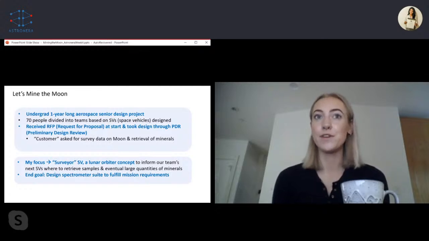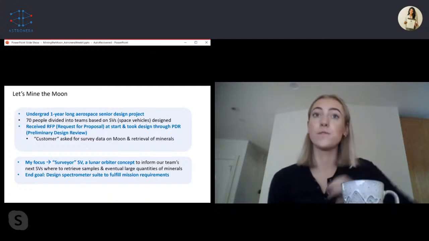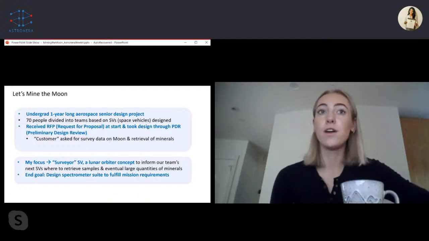So this Surveyor space vehicle was a lunar orbiter just to see what minerals we could get from any combination of a suite of instruments, whether it be telescopes, spectrometers, or finding out the distance between you and the moon, which would require a laser altimeter or radar. So it was really all up to our team to decide how our suite of instruments would look to be able to fulfill the customer's requirements.